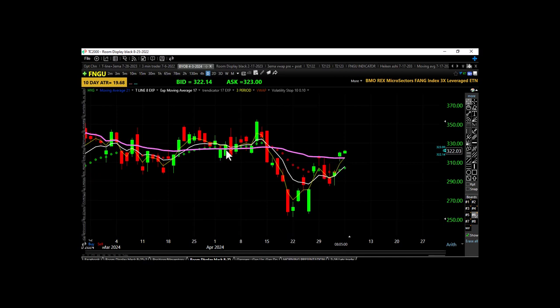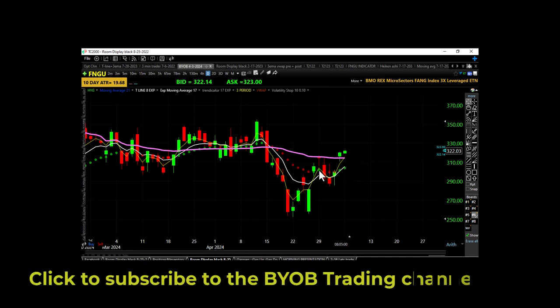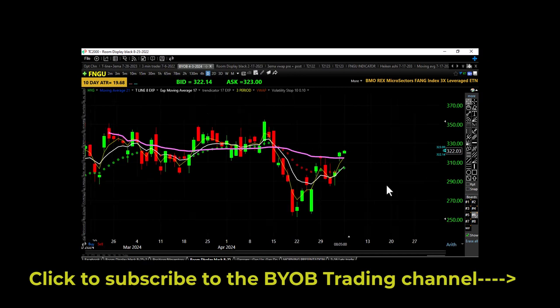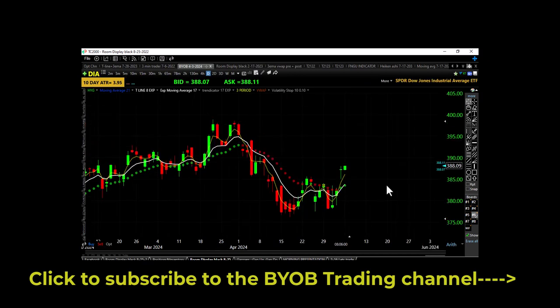Okay, so there's FNGU, higher low, higher high, closing over the trap and over the 17 EMA, trying to get that 17 to hook. They tried earlier here. We'll see if they can get it done this week. Order filled. So there's FNGU.